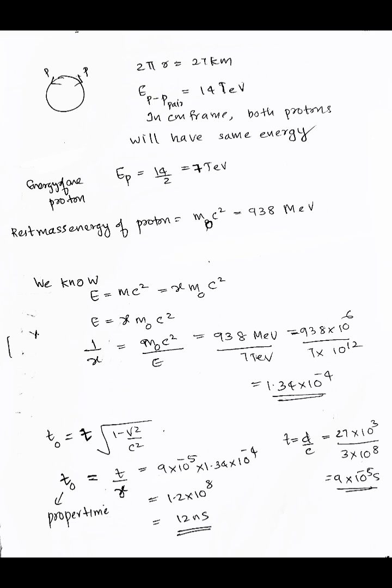And we know that T naught is equal to T into square root over 1 minus V square by C square. T naught is the proper time, that is T naught is equal to T divided by gamma, where gamma is 1 divided by square root over 1 minus V square by C square. We know T is equal to D by C. This is equal to 27 into 10 power 3 divided by 3 into 10 power 8, which is equal to 9 into 10 power minus 5 second. So T naught is equal to 9 into 10 power minus 5 into 1.34 into 10 power minus 4. This is equal to 1.2 into 10 power minus 8, which is equal to 12 ns. So this is the answer.